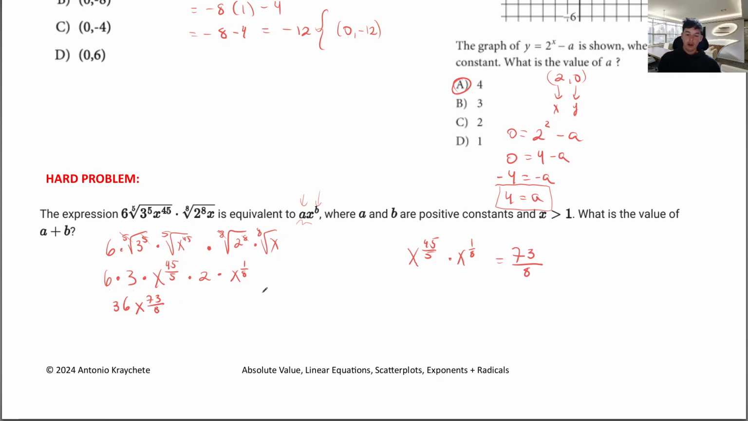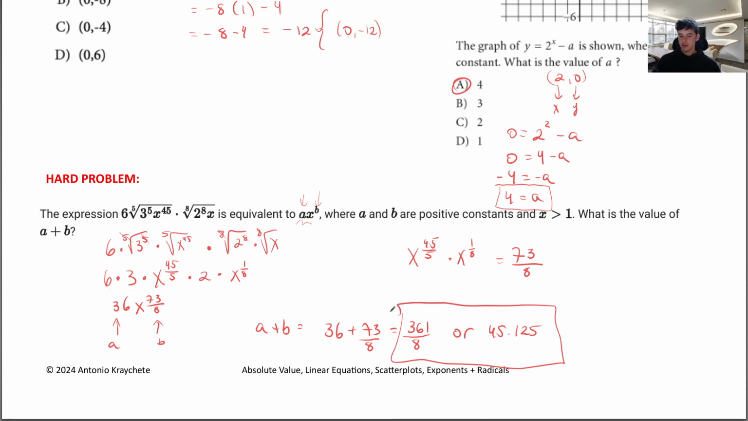They're asking us what's the value of a plus b. We know that a is 36. We know that b is 73 divided by 8. So a plus b equals 36 plus 73 divided by 8. I'm just going to use my calculator. 36 plus 73 divided by 8 is 361 divided by 8. Or in decimal, it's 45.125. Two possible answers.